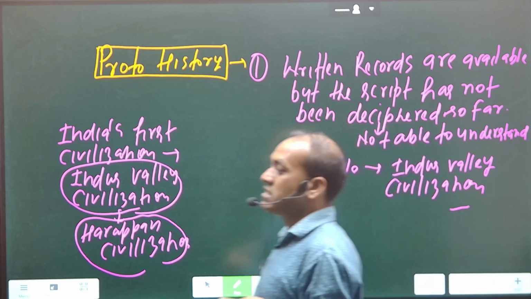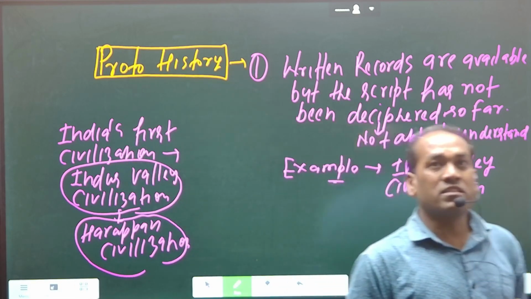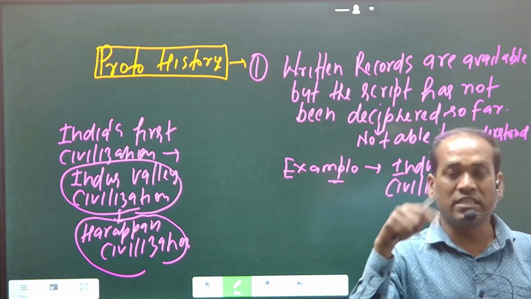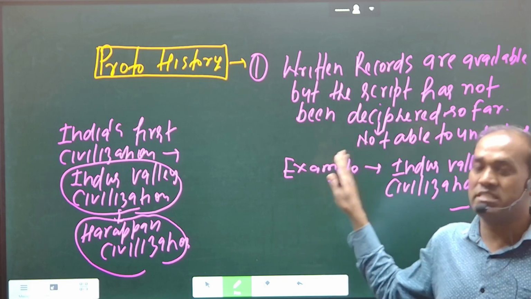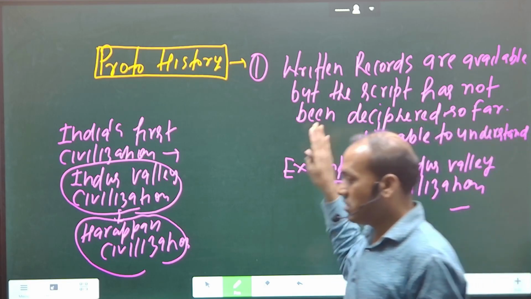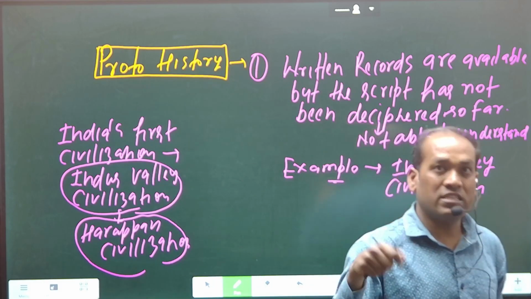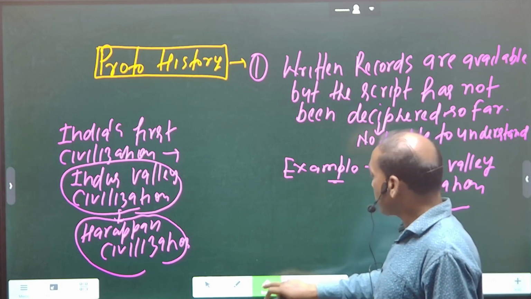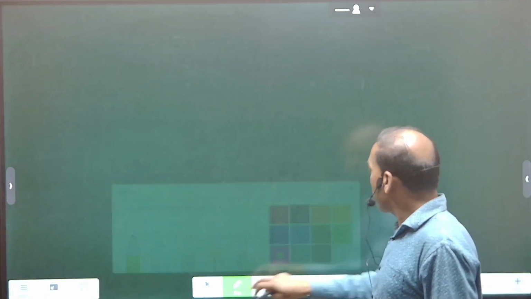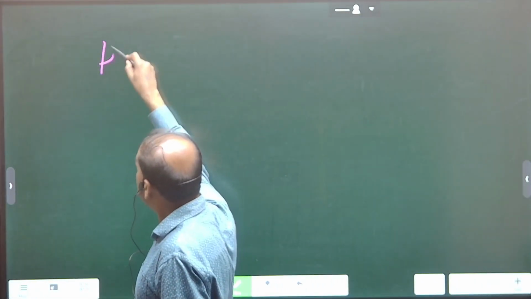Now let us understand the third term used in history, and the third term is history. Okay, history, which you call history. Here we will understand from which period the history exactly started. Third is history.